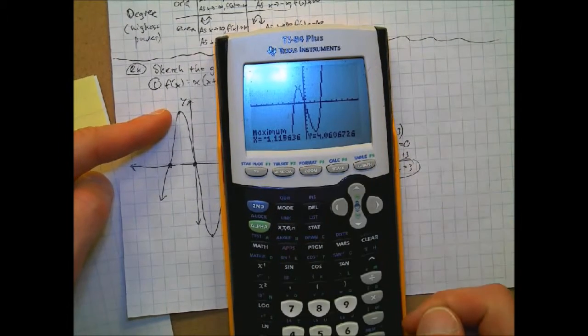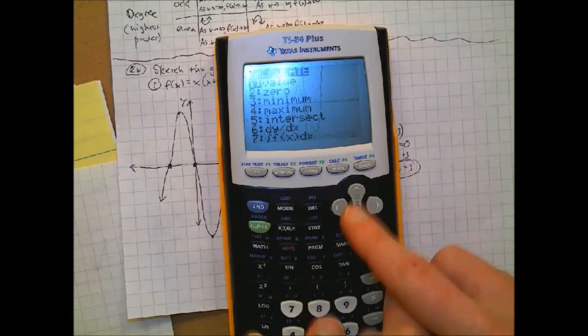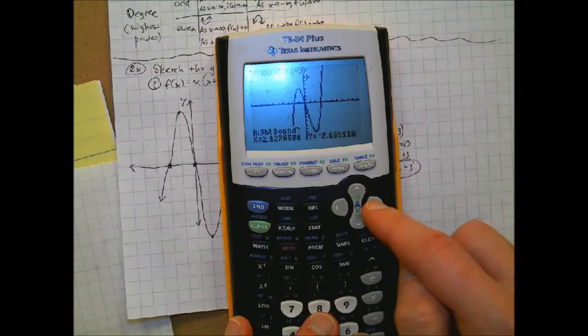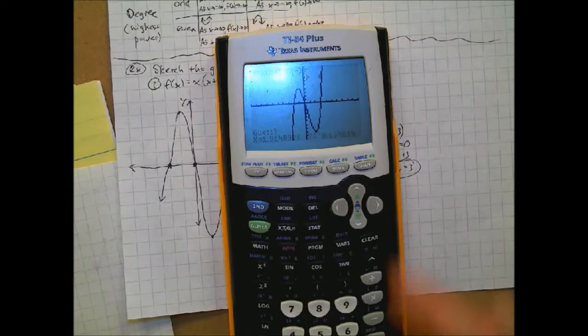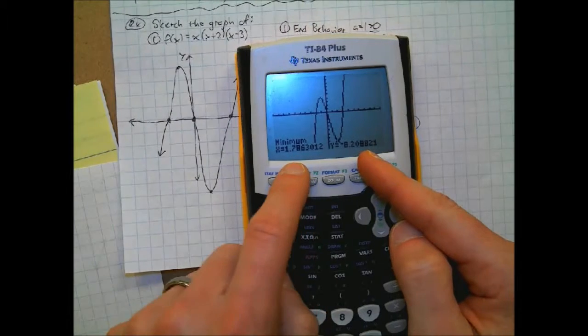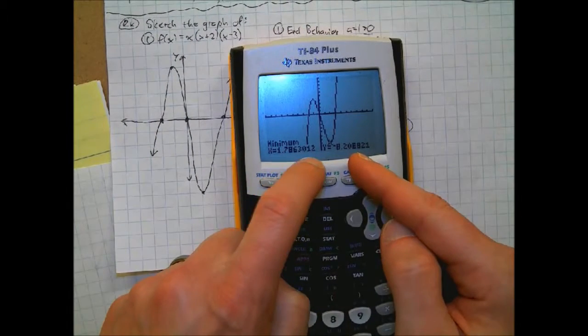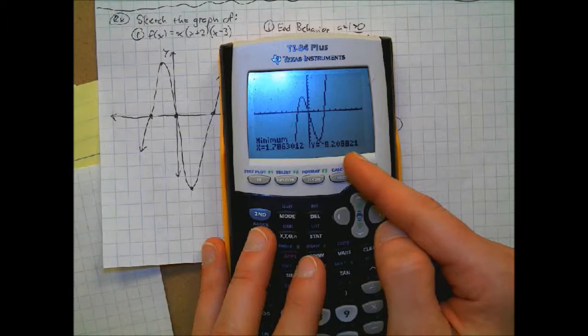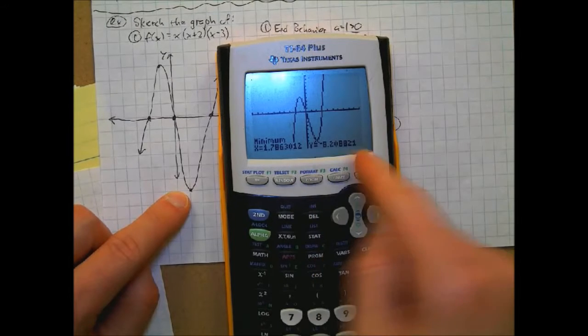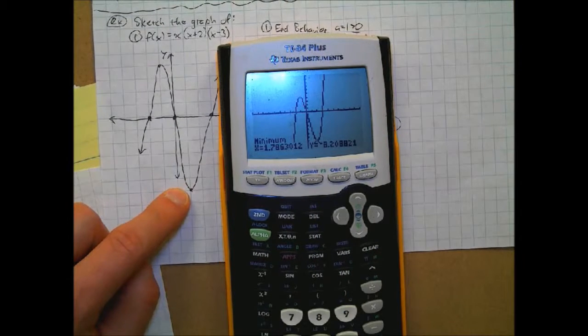Let me show you the valley there. So we'll do the minimum command. I'll go to the left, hit enter. Go to the right, hit enter. Go down to the guess, hit enter. There's the coordinate for the little valley: 1.7863012, -8.208821. Is that the same coordinate as what we have right here? No. Is this a rounding error on the calculator's part and we're right? No. The calculator is right. This is the lowest point right here.